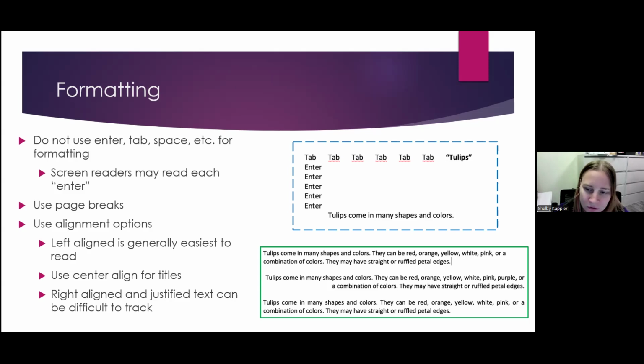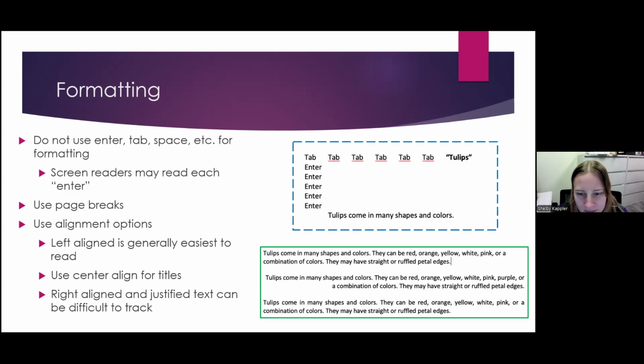Similarly, if you use enters or returns to space out your paragraphs, the screen reader is going to read that as well. Enter, enter, enter, enter, and then start reading your text. So it can get a bit tedious. And so for that reason, try not to use those enter, tabs, spaces, returns for formatting. Try and use page breaks where you can, as well as paragraph breaks if you need to have multiple spaces between paragraphs. You can right click on your text and hit paragraph, and then you'll have spacing options. And then use the alignment options.